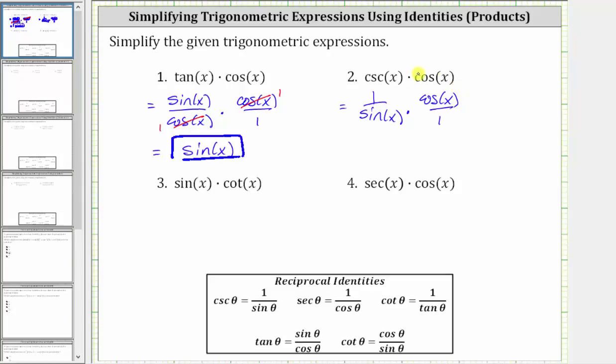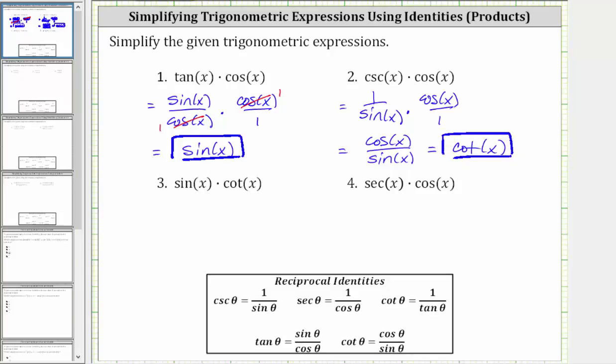Notice nothing simplifies here, and therefore we multiply, which gives us cosine x over sine x, or cosine x divided by sine x, which looking below is equal to cotangent x. Cosecant x times cosine x simplifies to cotangent x.